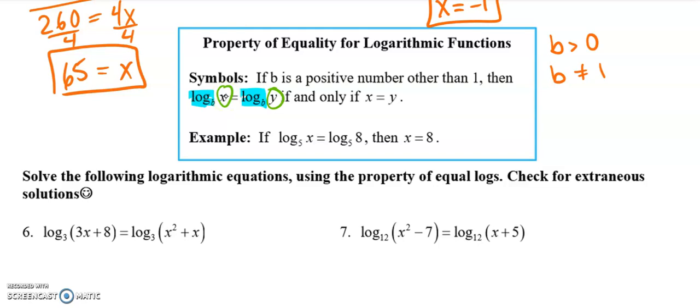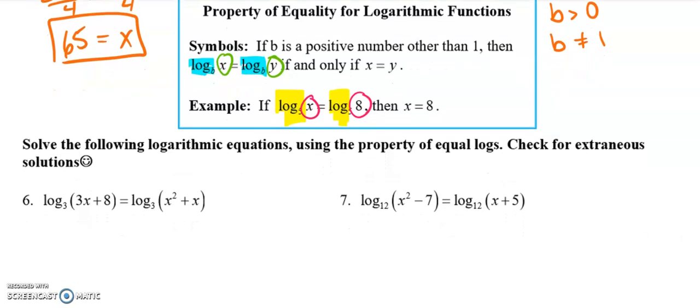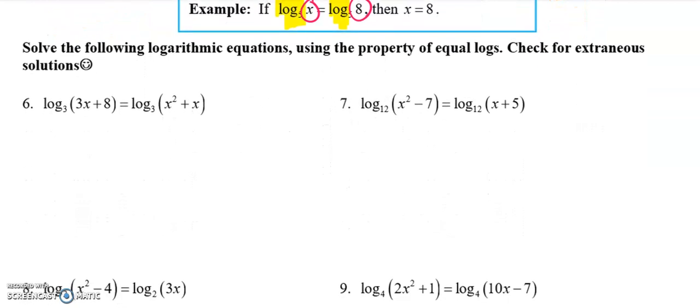For example, if I have log base 5 of x equals log base 5 of 8, our logs match, our bases match. So then what we're taking the log of, those have to match, so x has to equal 8. I'm not going to try and be tricky on any of these and have the bases not match or anything like that. It's just about getting those bases to match.